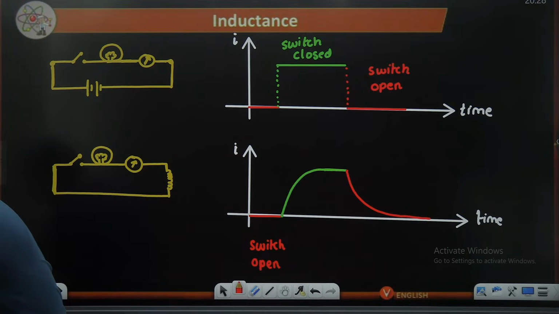Yes, everyone. It makes sense what an inductor is doing. It is resisting the change.